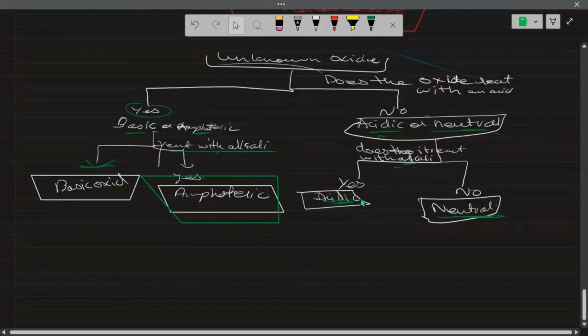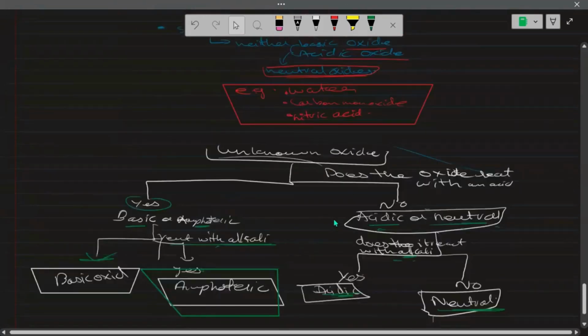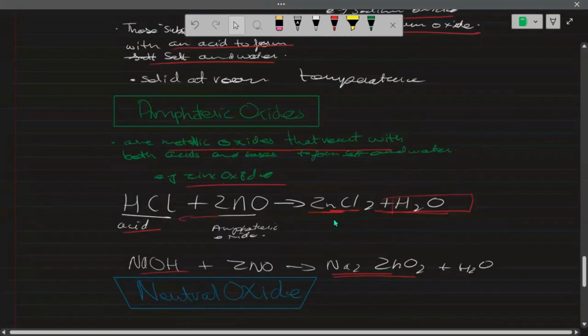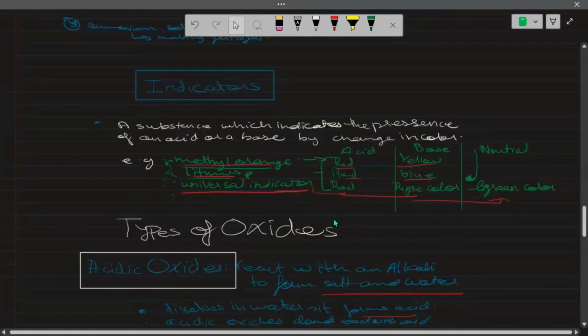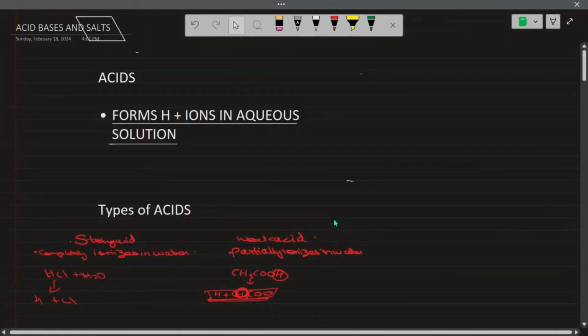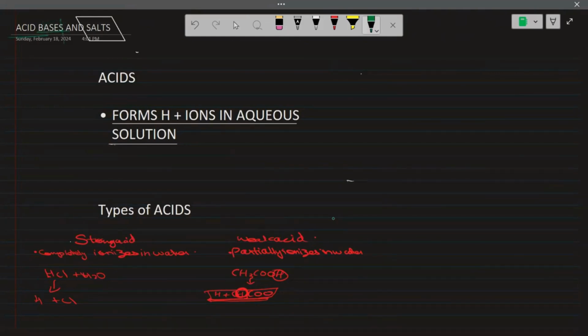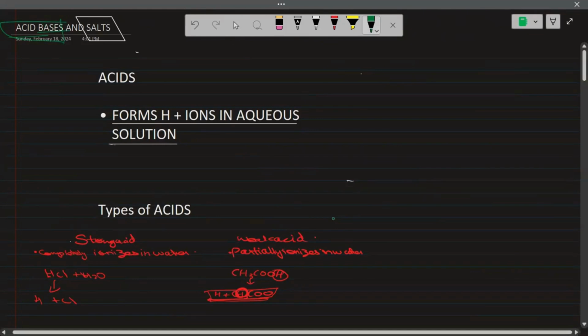And we are done with how to find an unknown oxide. In this lecture, we have covered all these points. We did acids in the previous lecture and bases in the previous lecture, so we have covered these two topics until now. And in the next lecture, we are going to cover salts, inshallah.